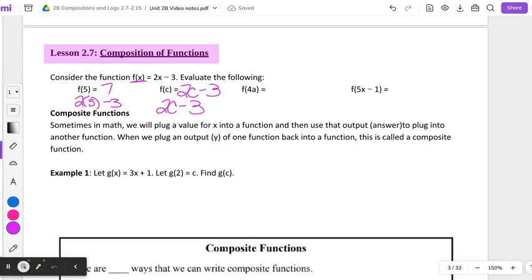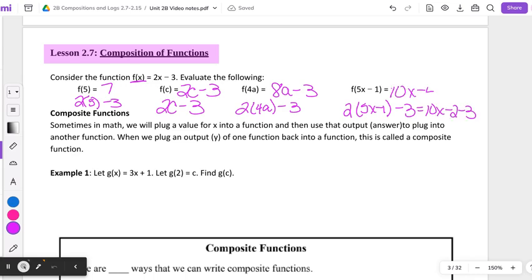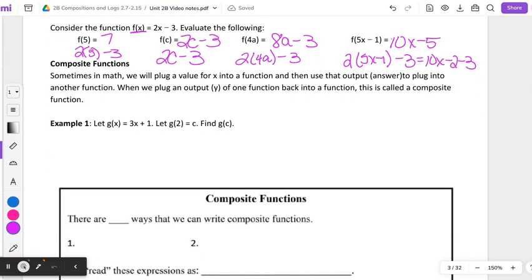Moving on, I can put in more involved expressions. So 4a, again, replaces the x. So it's 2 times 4a, or 8a, still minus 3. And then on the last one, 2 times 5x minus 1 minus 3. So that's 10x minus 2 minus 3, or 10x minus 5 when you simplify. All right, now that's just function notation. You've dealt with that many times.